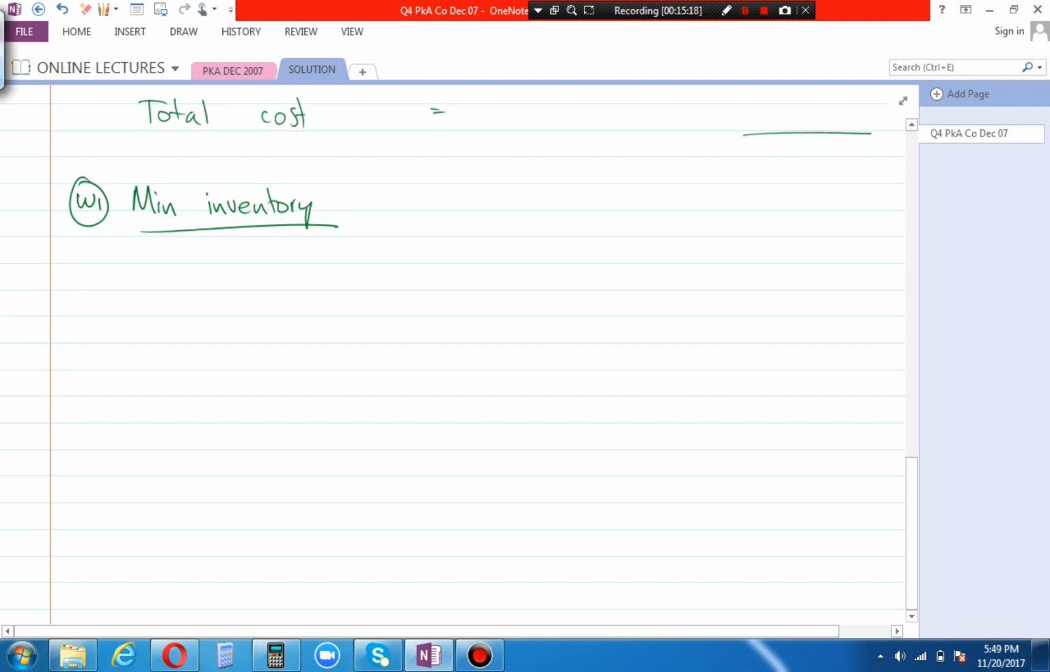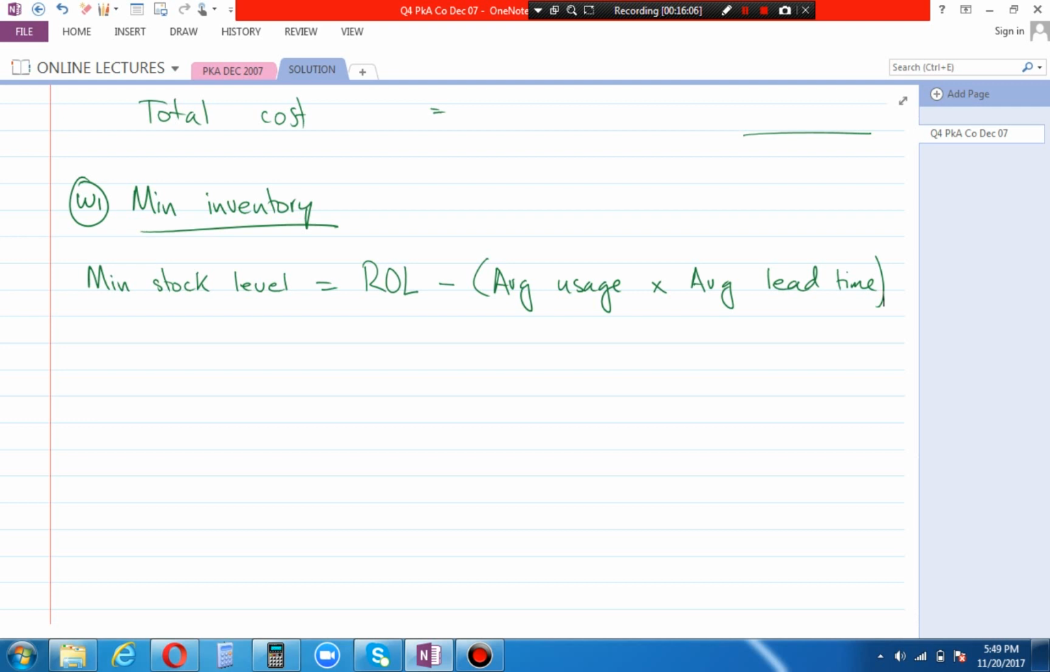The formula to calculate minimum stock level, or minimum inventory level, is reorder level minus average usage in the average lead time. So average usage multiplied by average lead time, which basically means how much inventory you will use when you have ordered it but have not received it yet. Obviously, the higher the time and the higher the usage in that time, the higher the level of minimum stock you will keep.